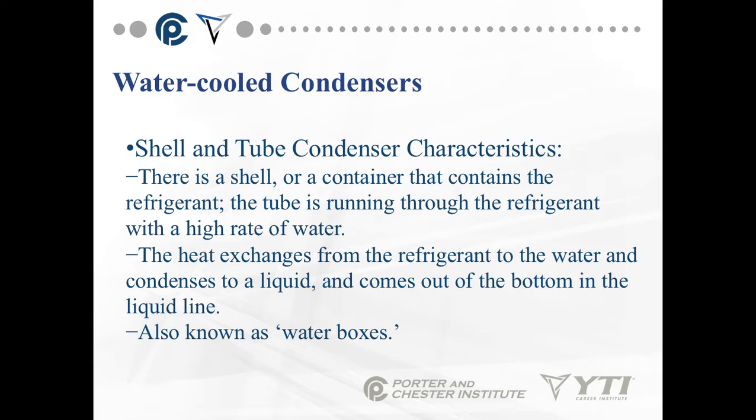The next type is the shell and tube. Okay, there's a shell or a container that contains the refrigerant. The tubes run through the refrigerant with a high rate of water. The heat exchanges from the refrigerant to the water, the refrigerant condenses to a liquid, and comes out of the bottom in a liquid line. This is known as a water box.